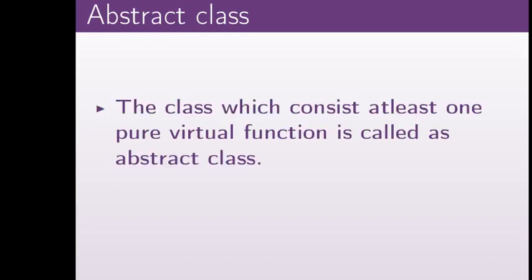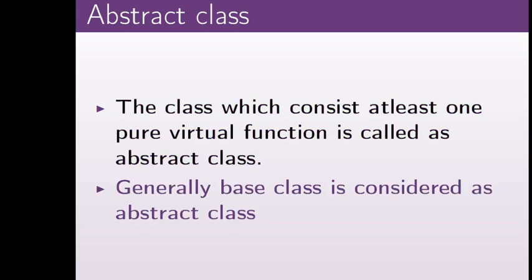So let's start with an abstract class. The class which consists at least one pure virtual function is called as abstract class. Before this, I just want to revise the pure virtual function concept. So pure virtual function is a virtual function of base class for which we don't have any definition. And obviously, as it doesn't have any definition, it will be assigned equal to 0. So such functions of base class will be called as pure virtual functions, and the class which consists such pure virtual functions will be called as abstract class.